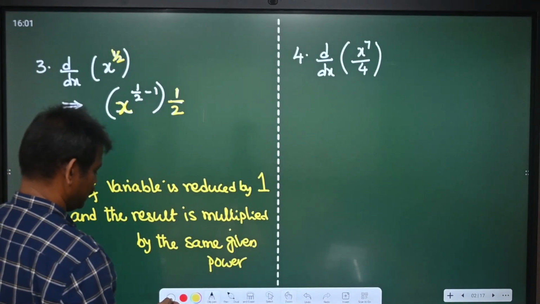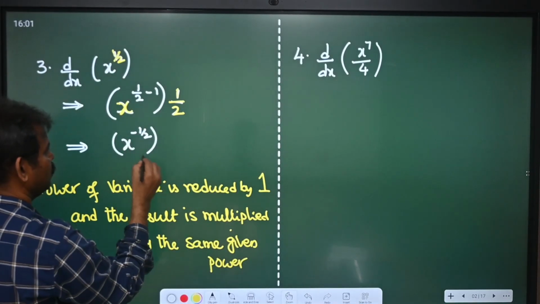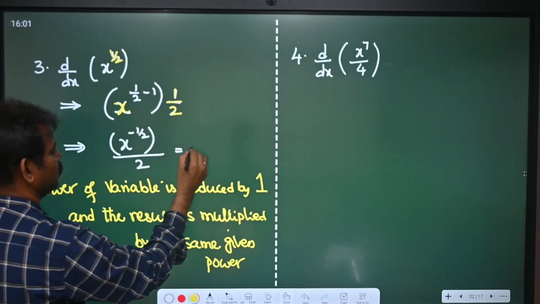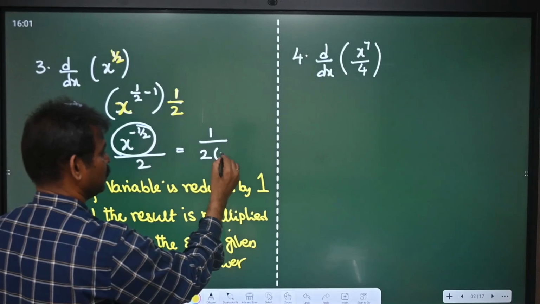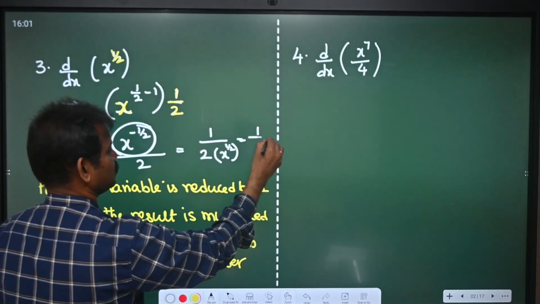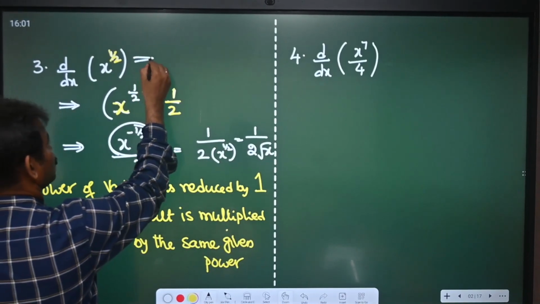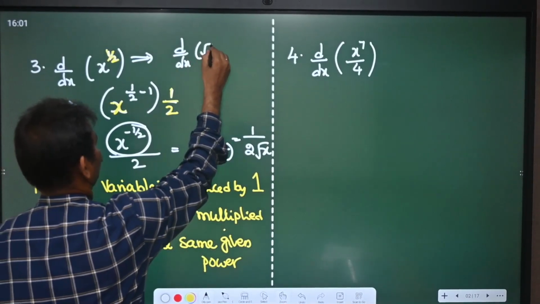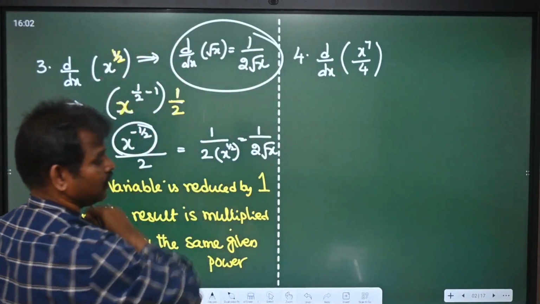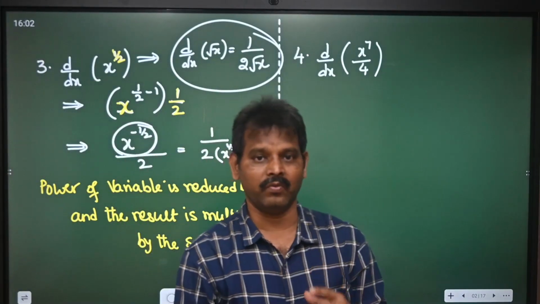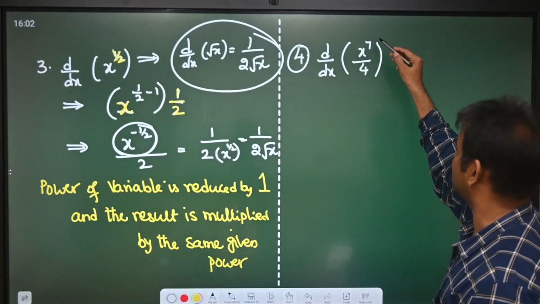So the answer for this one is x power 1 by 2 minus 1, which becomes minus 1 by 2, into 1 by 2. This will become 1 by 2 x power minus 1 by 2, and comes down as x power plus 1 by 2. This is nothing but 1 by root x, because x power 1 by 2 is root x. The same question can also be written as d by dx of root x. Directly you can write 1 by 2 root x; it is a standard form and a standard value that we can remember directly.